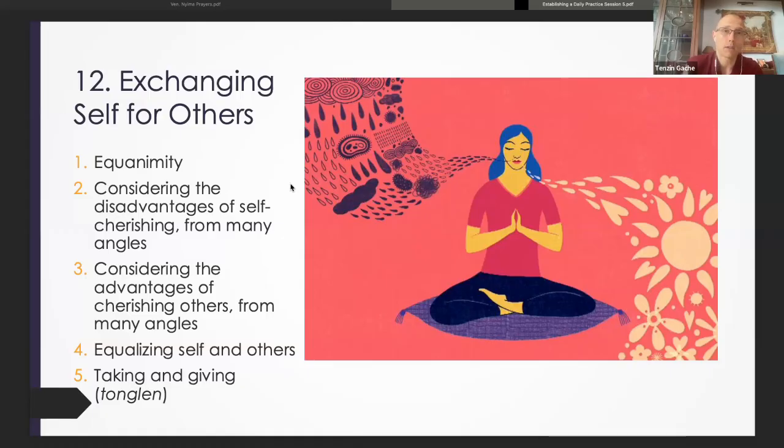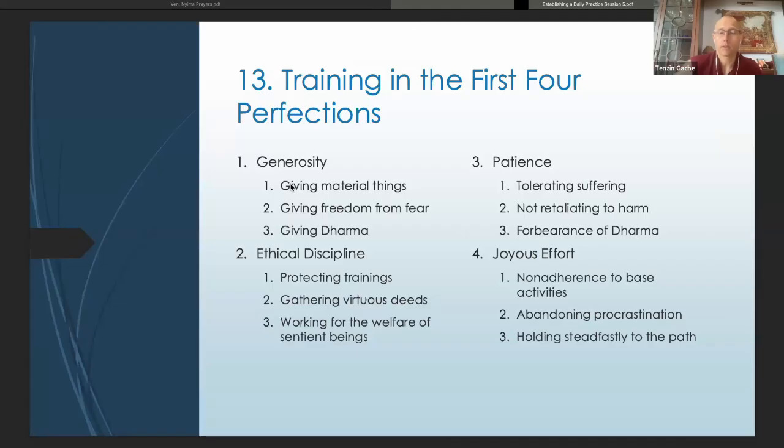Okay, so now we can move on to the next slide. We're running out of time a bit here, but I'll go through these briefly. Maybe we'll see next week also if we have time. So we have the first 4 perfections. These are the practices of the Bodhisattva: generosity, ethical discipline, patience, and joyous effort.